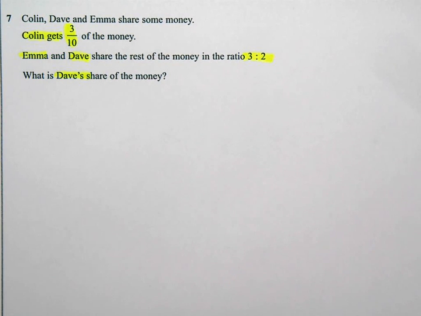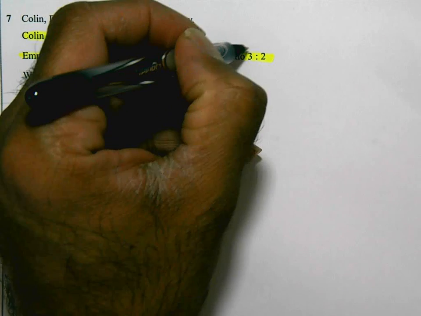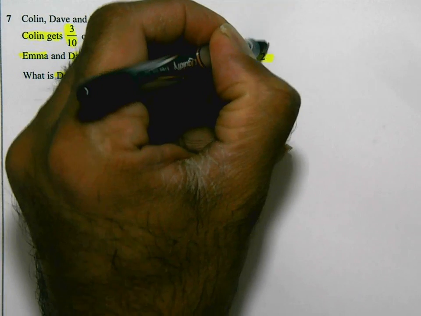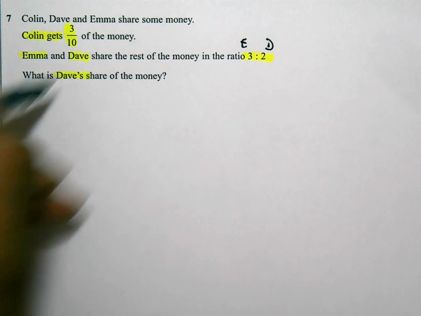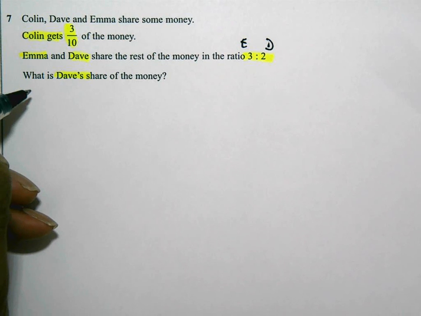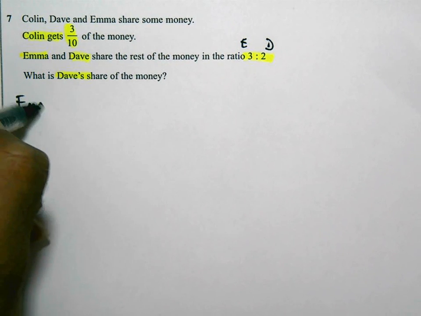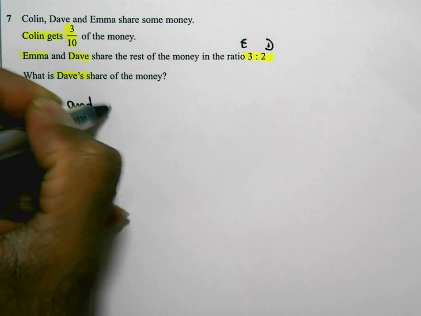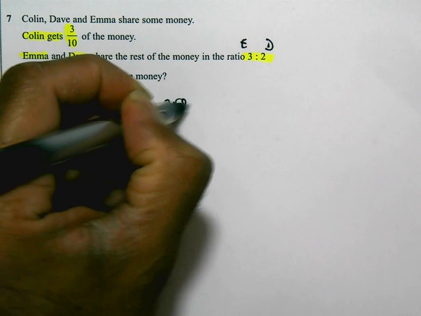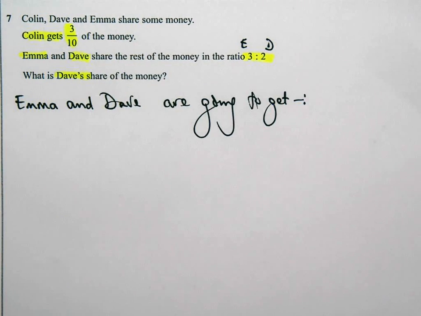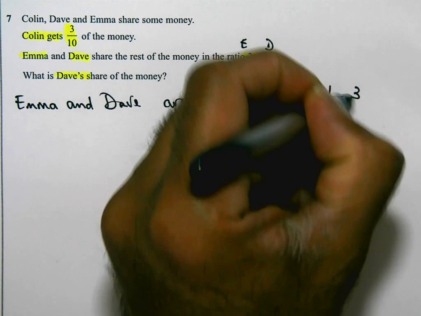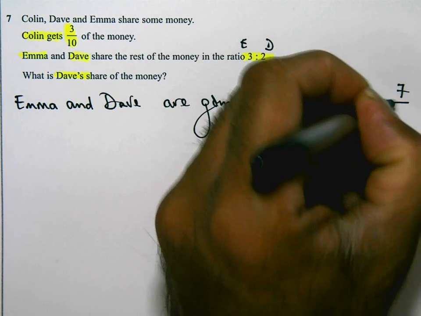So just going back to this, right? Colin gets 3/10. Emma and Dave get the rest in the ratio 3:2. So I actually always write this above the ratio. So Emma is going to get 3 parts and Dave is going to get 2 parts. If Colin gets 3/10, that fraction of all the money, Emma and Dave are going to get the whole amount take away 3/10. They're going to get the rest. They're going to get 7/10 of the money.